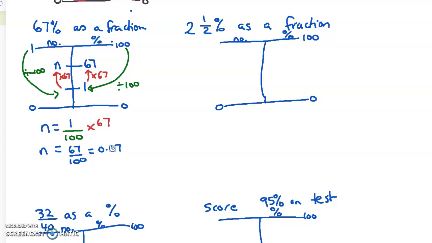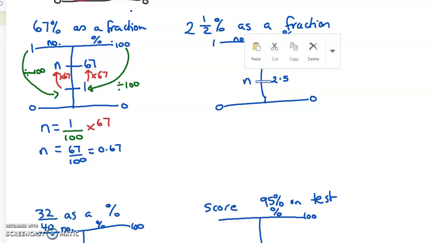Let's have a look at 2.5%. These tend to be a bit tricky for students. So 2.5%. Now you have to think, it's going to go on the left or on the right. Is it a number or is it a percent? It's actually a percent. So I'm going to write 2.5 on this side. I could have written 2.5 as a fraction. It doesn't matter. But I'd like to know what that is as a number.